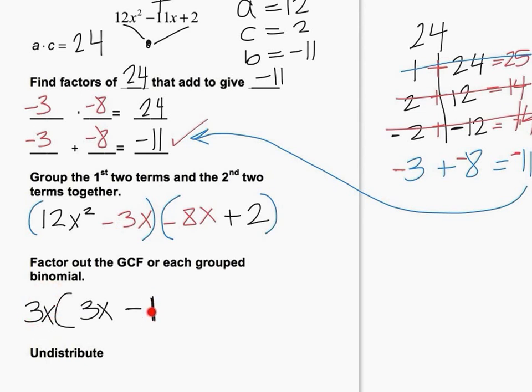So I don't put a 0 over here. I always put 1, because if I want to FOIL or distribute, it should give me exactly this. So 3 times 3 is not 12, so I made a mistake over here. This should be a 4.